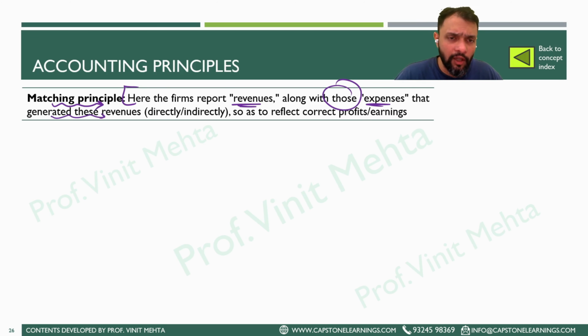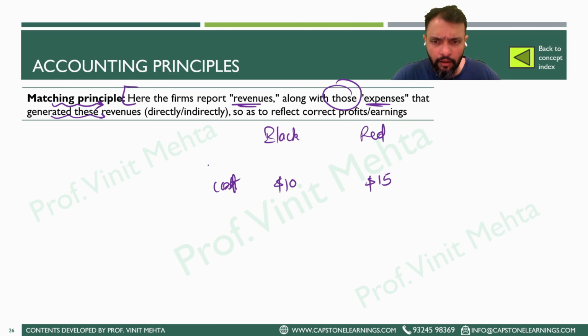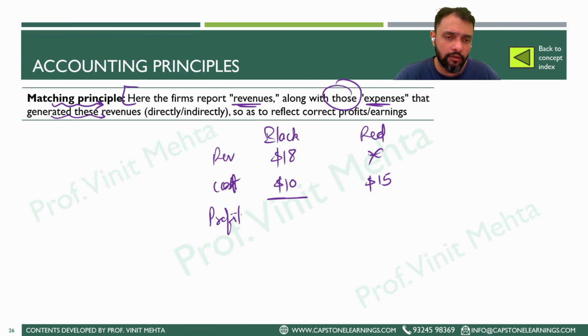That's it. Let me give an example. Let's say there is this black pen and this red pen. You are just buying and selling pens. You purchase the black pen for $10 and you purchase the red pen for $15. And you sold the black pen for $18. You were not able to sell the red pen in that year. Tell me, what is the profit number? Think like a fifth grader and answer that question. What will a fifth grader say? What is the profit?